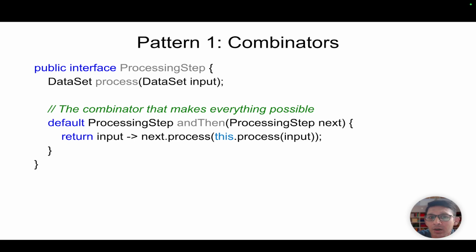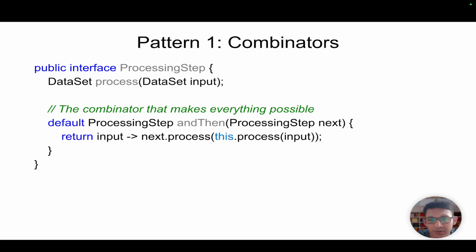The first pattern is called combinators, and it's the mathematical foundation that makes DSLs possible. A combinator is a function that takes programs as input and returns new programs as output. This simple concept enables unlimited composition.